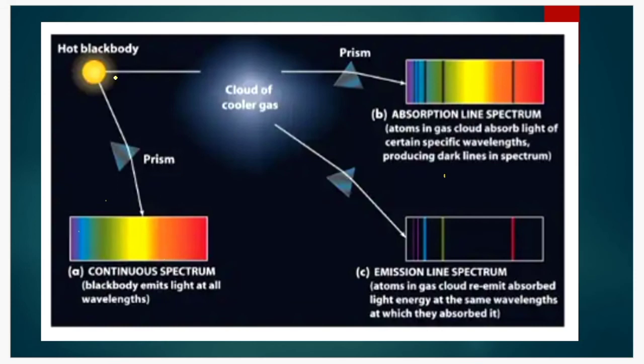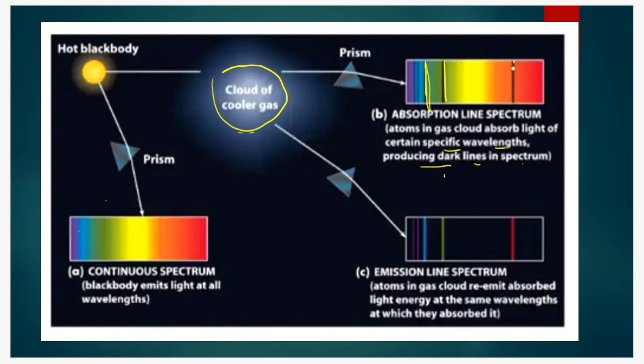When the hot black body emits radiation and then passes through a cloud of cooler gas, what happens to the electron? The electron will receive energy, and then when passed through a prism, we can see the absorption line spectrum. Atoms in the gas cloud absorb light of certain specific wavelengths, producing dark lines in the spectrum. And then for the emission line spectrum, atoms in the gas cloud re-emit the absorbed light energy at the same wavelengths at which they absorbed it.